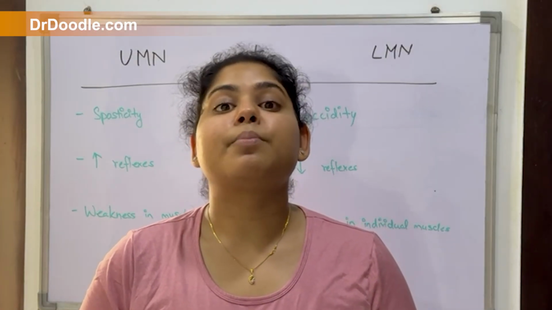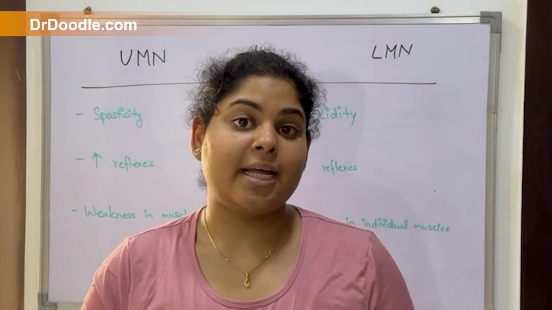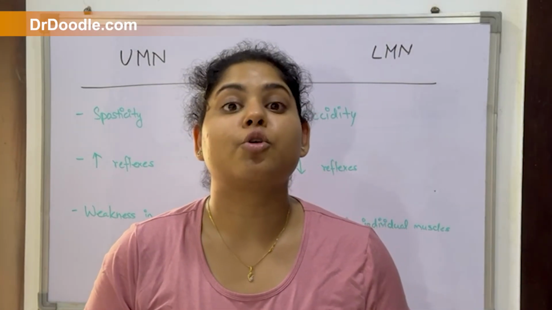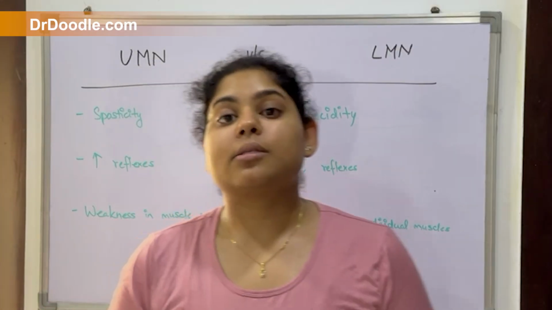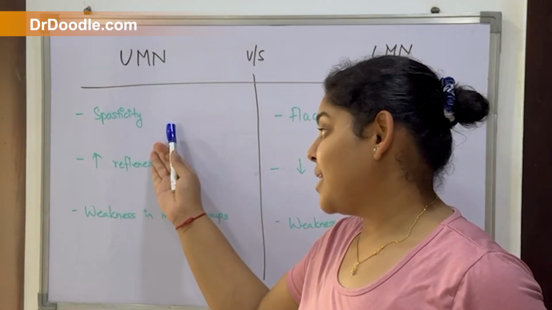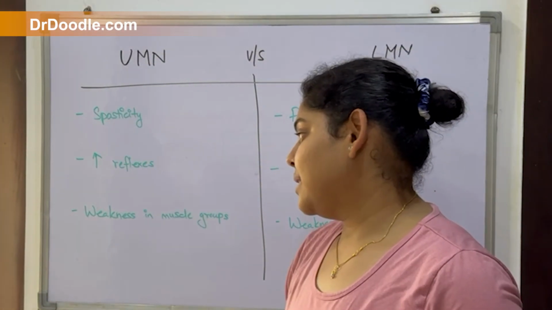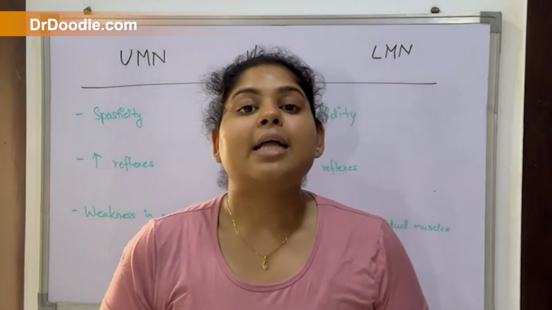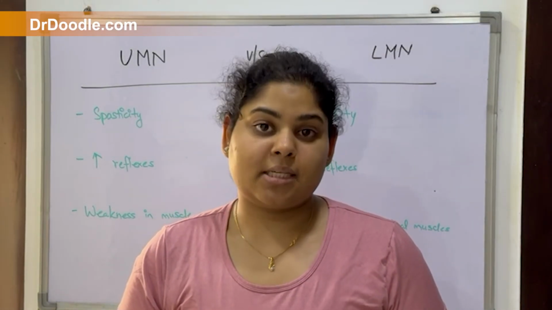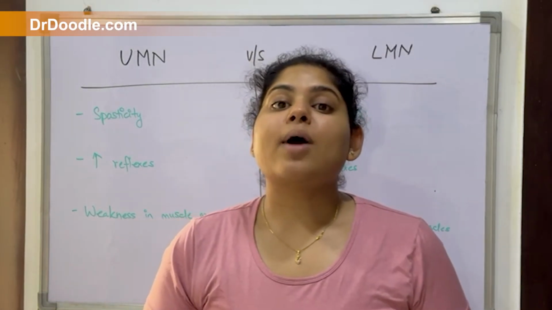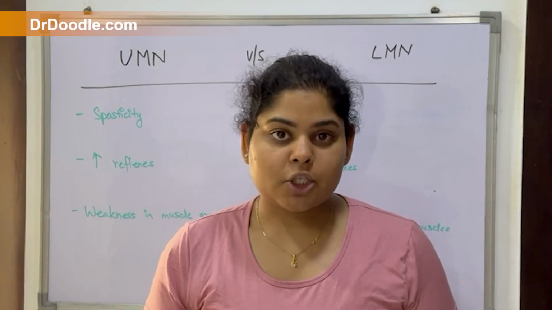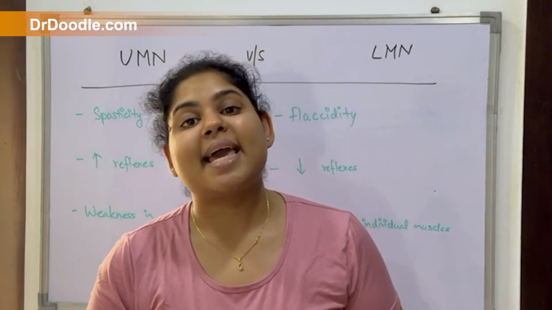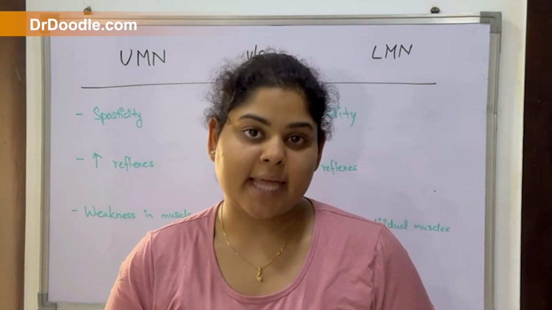So, in case a person suffers an upper motor neuron injury, for example, in case of a traumatic brain injury, the symptoms that we see include spasticity, increased reflexes and weakness in the muscle groups. Now, let's talk about why we see this. When you have upper motor neuron function, it basically inhibits any extra movements that your body can have.